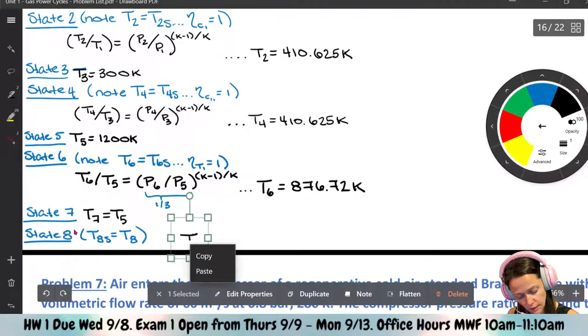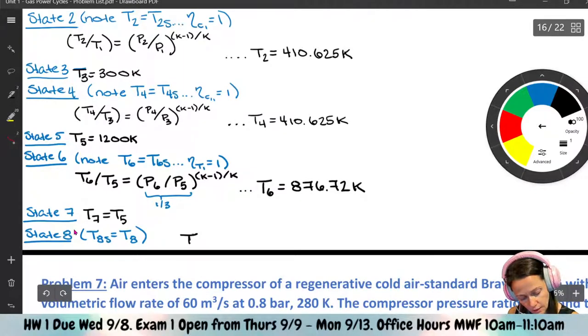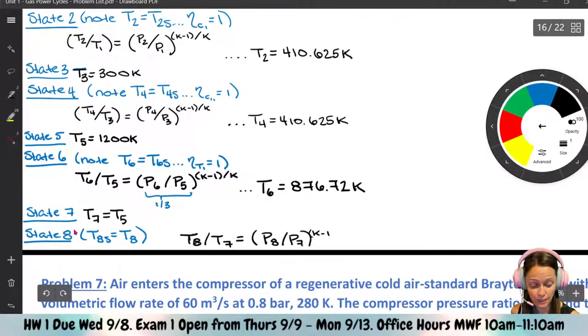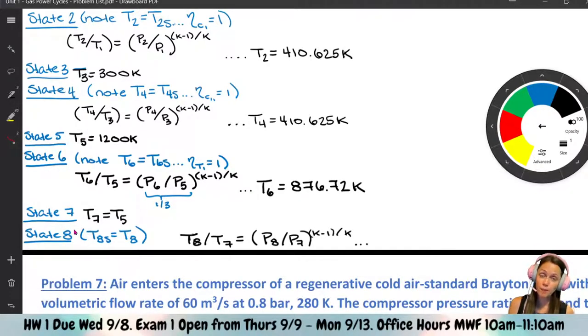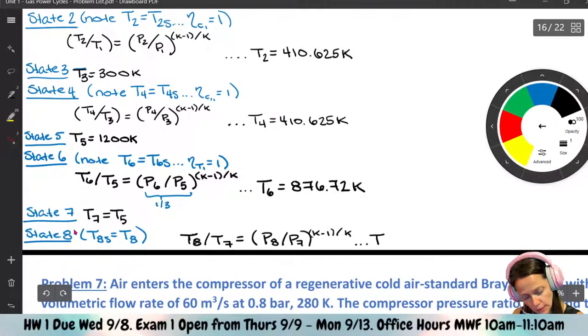T8 over T7 is going to be equal to P8 over P7 to the (k-1)/k. And it will not be a surprise, or hopefully it's not a surprise, that because both of those turbines have the exact same inlet conditions and the same operating conditions, same isentropic efficiency, same pressure ratio, the outlet temperature will be the same for each of those. So T8 is also 876.72.